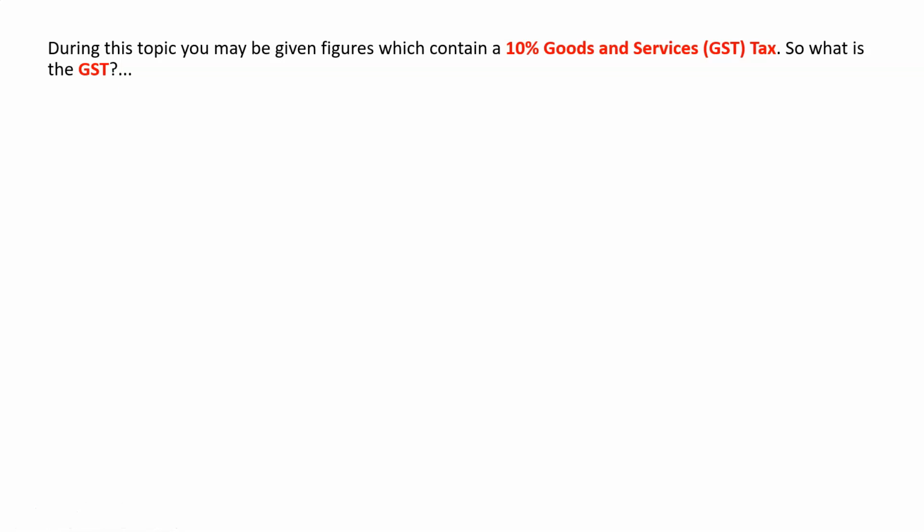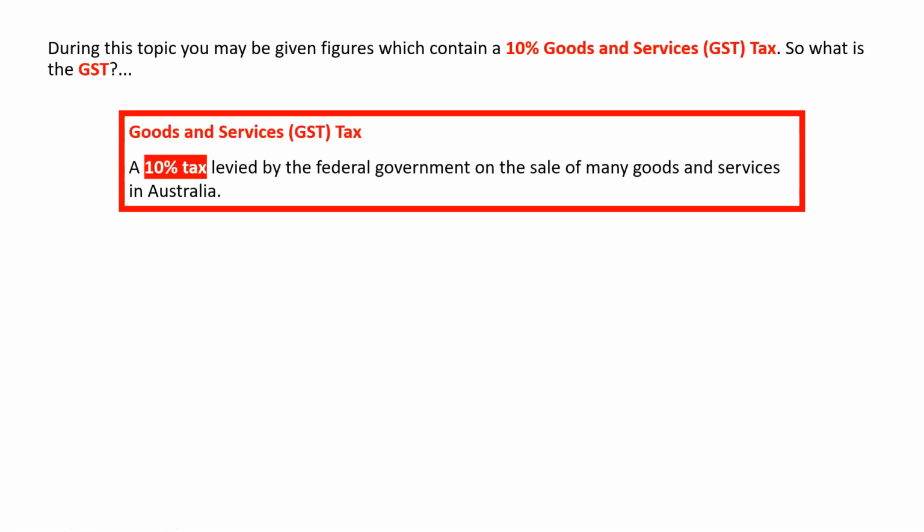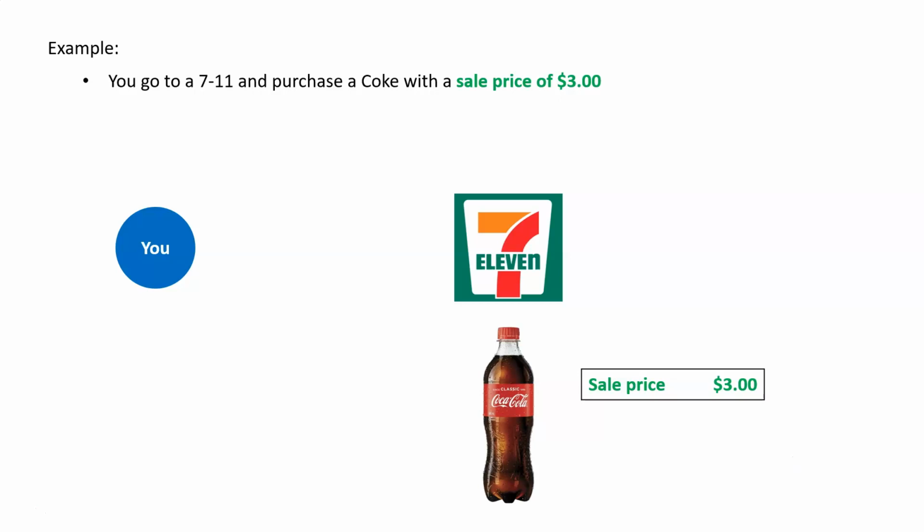Well, it's a 10% goods and services tax, and it's charged or levied by the federal government on the sale of many goods and services in Australia. Later in the course, we'll look at which goods do have it and which don't. We'll just tell you which ones do during this particular topic, but later in the course we'll actually learn the difference. If you went to a 7-Eleven, as a consumer you don't really notice the GST, you just pay whatever the shop tells you.